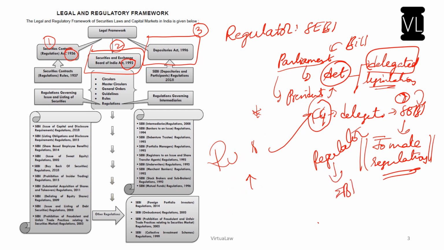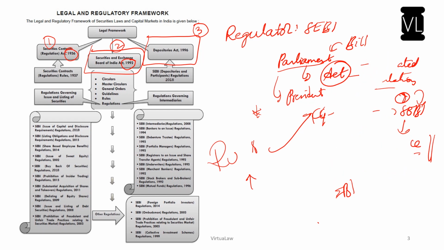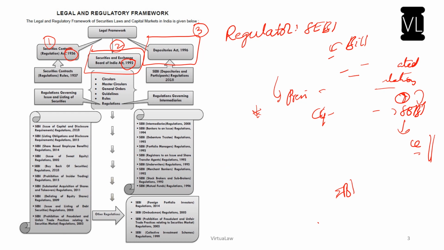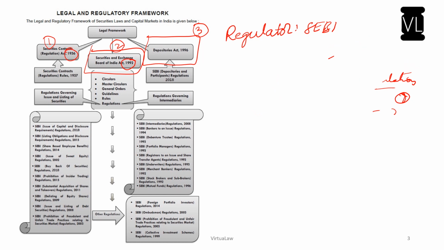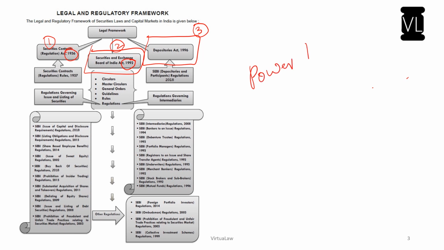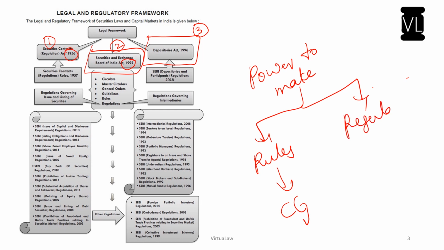To quickly summarize this concept, any power to make rules or regulations shall flow from the act, and this cannot be implied; it shall be expressly prescribed in the act. That is the major condition one should remember. Just to quickly summarize, the power to make rules has been delegated to the central government, and the power to make regulations has been delegated to SEBI.